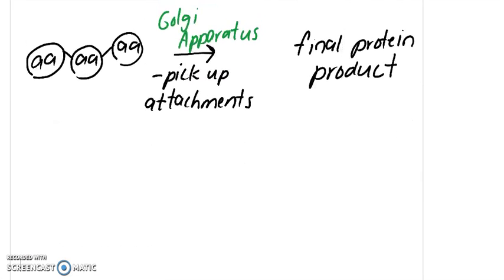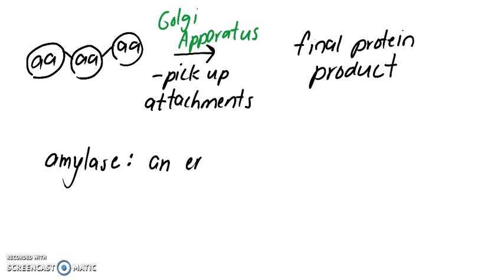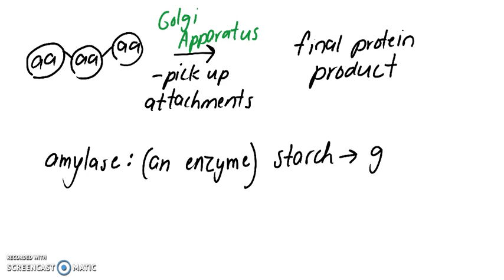Now for some examples of proteins. The one we'll be dealing with today is called amylase. This is also an example of an enzyme, which we'll explain in a sec. Amylase takes starch, which is a polysaccharide, and turns it into glucose. So this protein finds starch and catalyzes the reaction to glucose.